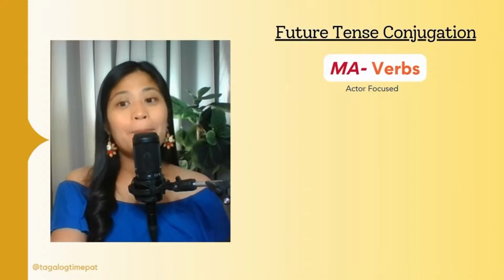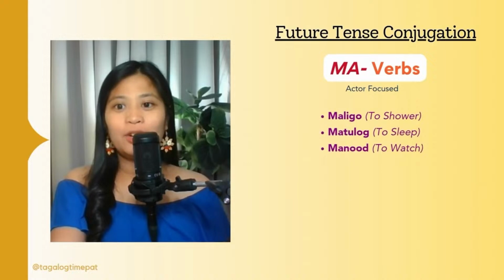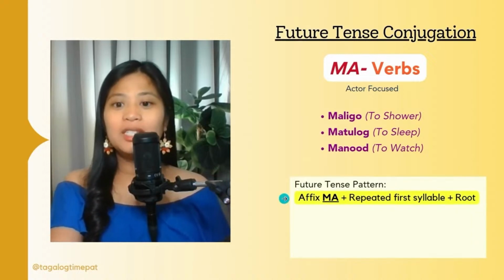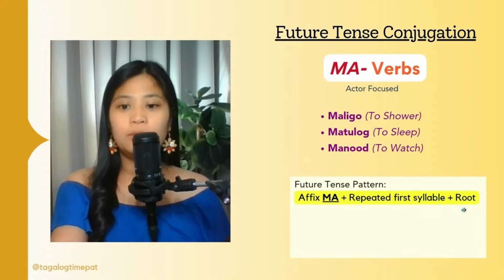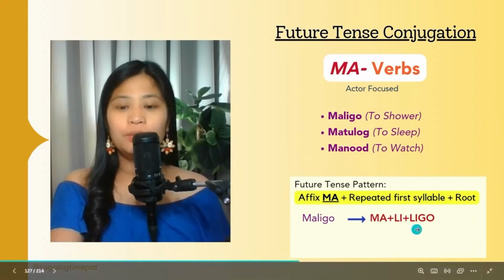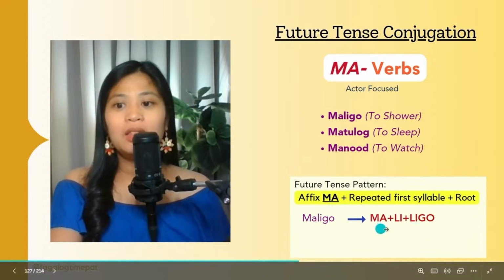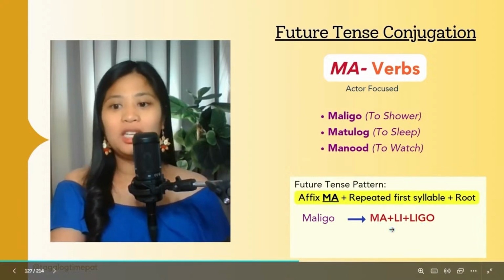Next, let's take a look at Ma-verbs. It's a very similar pattern to the Mag-verbs. Again, here are some Ma-verbs. Maligo, to shower. Matulog, to sleep. Manood, to watch. In the future tense, here is the pattern for Ma-verbs. Now the affix is ma, then there's a repeated first syllable, and then it's the root. So maligo, to shower, in the future tense will be maliligo. The affix is ma, then there's a repeated first syllable, and then it's the root. Maliligo ako, I will take a shower.